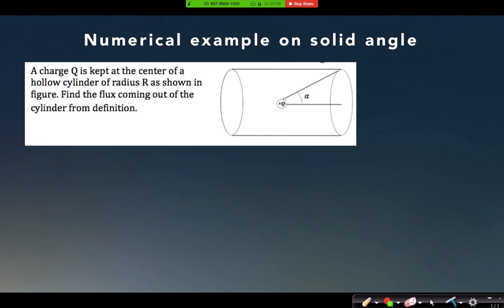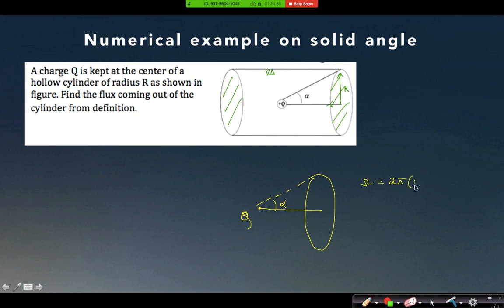Find the flux coming out of the cylinder from the definition. So if I ask what are the fluxes through this plane surface, let us first understand the flux through this plane surface. If a charge q is placed here such that it subtends an angle alpha here, what is the solid angle subtended by the charge q to the disk? The solid angle is 2 pi into 1 minus cos alpha.